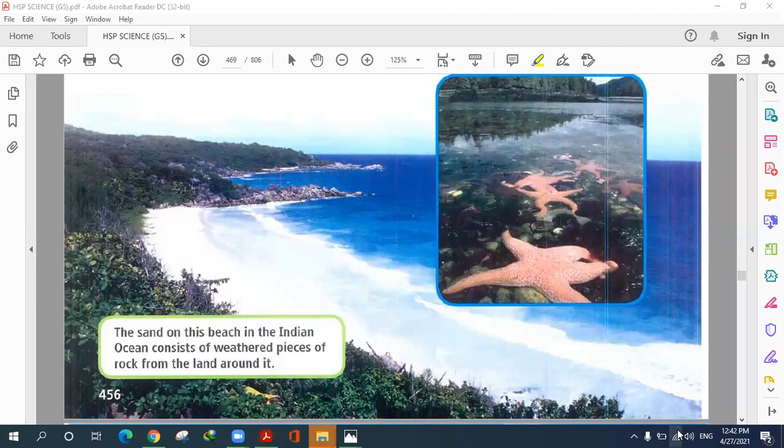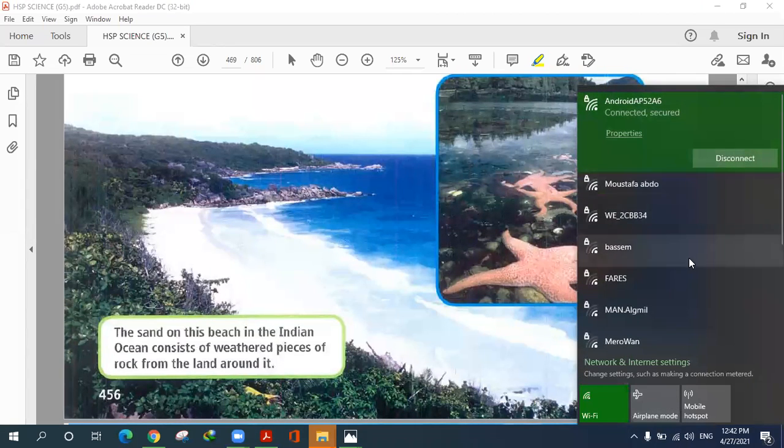Okay, I think my electricity came back. I hope it came back. Okay, so I'll try to connect again with the Wi-Fi.